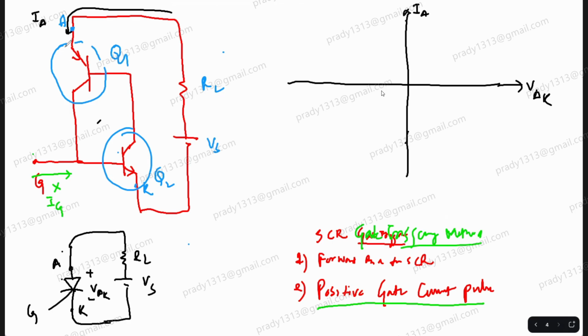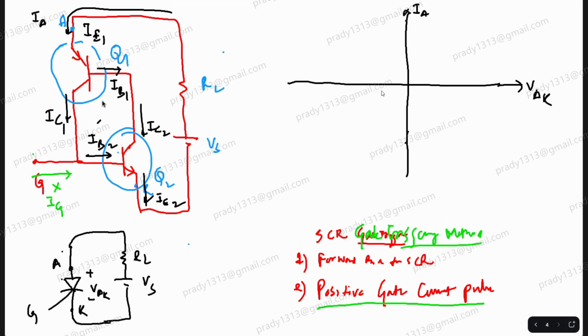See, if this current is coming here, we already know this is an emitter current, so it can break up into base current and collector current, right? This collector current can provide the base current for this. So this can conduct, no? What's the problem? Why is it not happening?